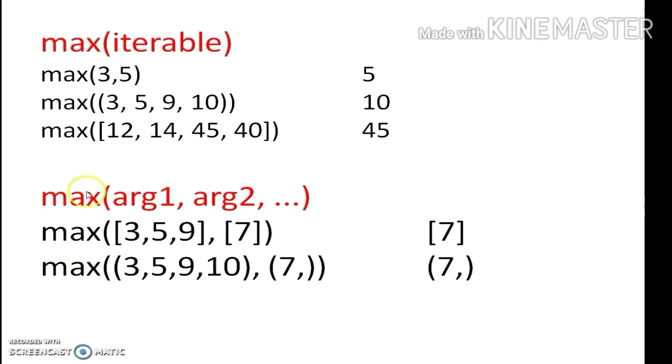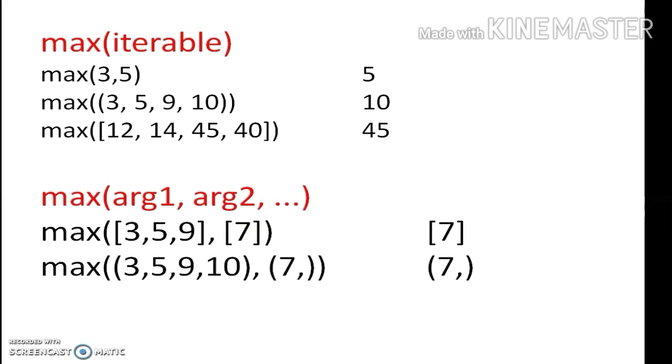Okay, there are two methods to use this max function: max of iterable and max of arg1, arg2, etc. That is argument 1, argument 2, etc. See the example for the second case, max of 3, 5, 9. So the first one is a list, comma this 7. In this case, it will return the maximum number.